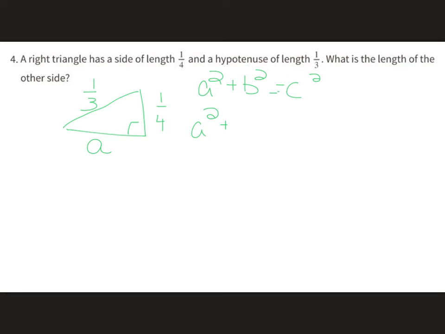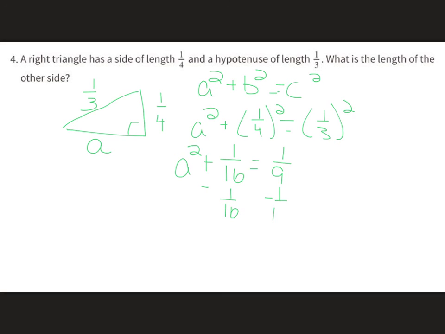So A squared plus B squared, where B is 1/4, equals C squared, which is 1/3 squared. Okay, so A squared plus 1/4 squared equals 1/3 squared. You can use your calculator to help you square these fractions, but these can probably be squared without a calculator. 1/4 times 1/4 is 1/16. 1/3 times 1/3 is 1/9. Okay, so now I have this equation. I'm going to subtract 1/16 from both sides.